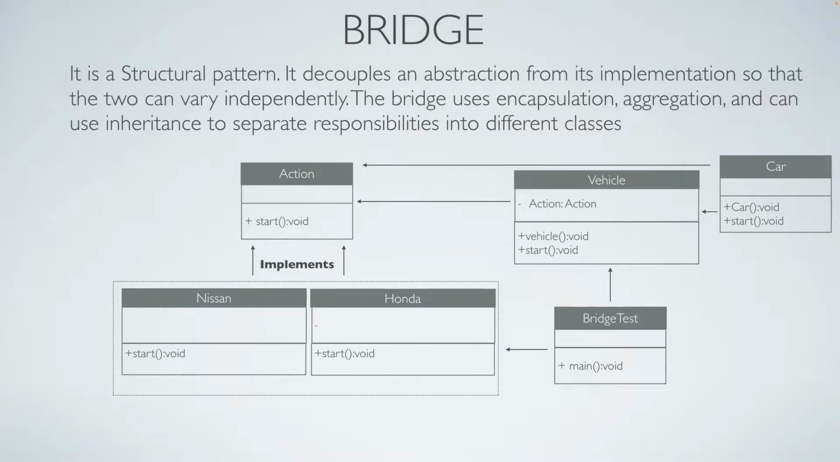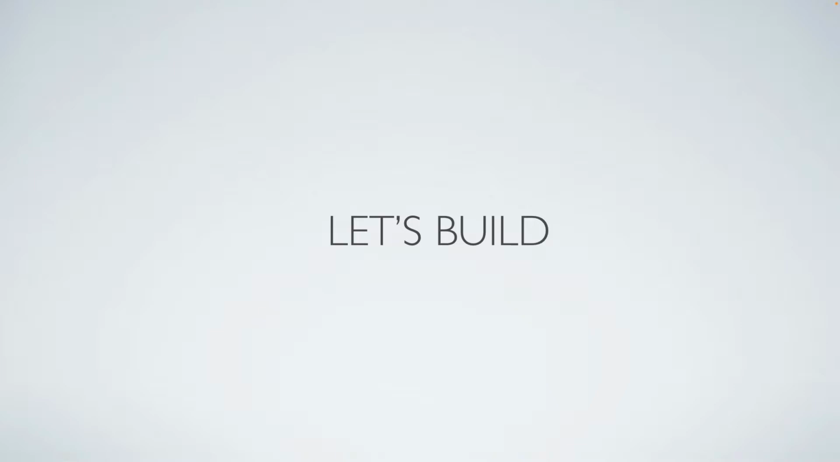bridge implementer classes. If you see this example, car is a concrete class, whereas action is an interface that will have methods that would be implemented by both Nissan and Honda. That's the start method. And we have vehicle, which is an abstract class, and it has abstract methods in it, and which uses action interface. Car uses both action interface as well as vehicle abstract class. Let's build this example and see how it works.